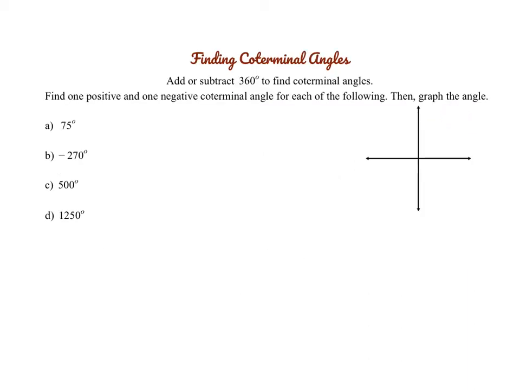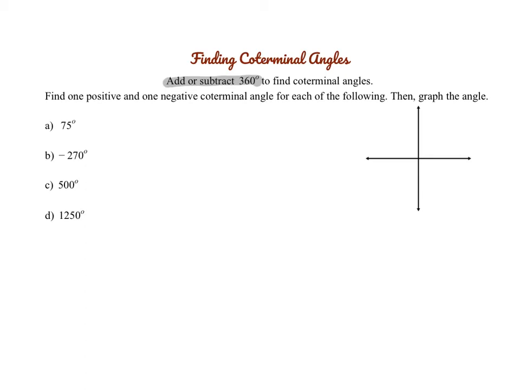All right, so now we're going to talk about how to find coterminal angles. Remember, those are angles that have different measurements but fall in the same place. So they have the same initial and terminal side, and they look exactly the same. We can find coterminal angles pretty easily, simply by adding or subtracting 360 degrees. So we're essentially going a full rotation forward or backwards. For each one, we're going to find one positive and one negative coterminal angle, and then we're going to graph each angle.